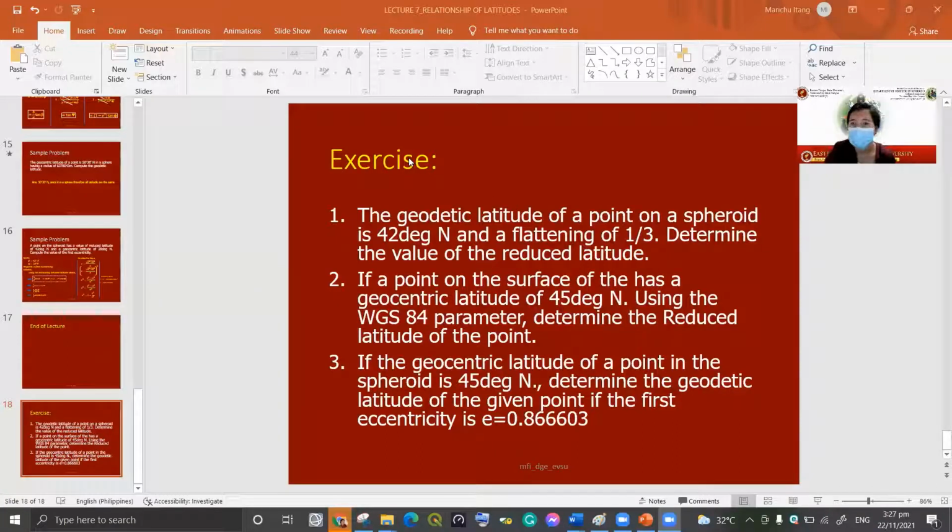Okay, so let's have first this sample problem before we proceed to the next topic. For number one, we are given the geodetic latitude of a point on a spheroid is 42 degrees north. So that is not anymore a sphere but a spheroid, and it has a flattening of 1/3. So we are going to determine the value of the reduced latitude.